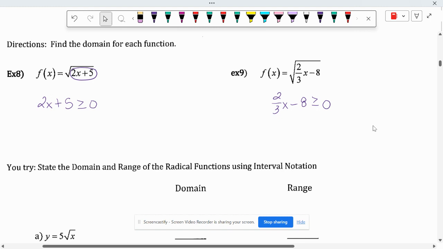Ready, go. I'm freezing the screen. But my pen's not working.